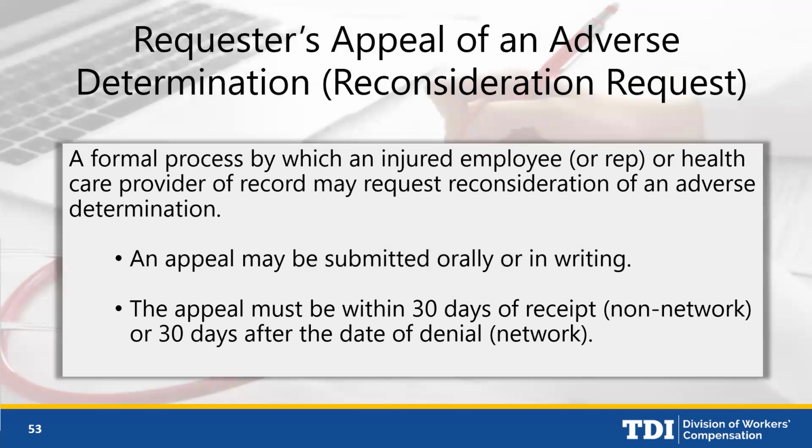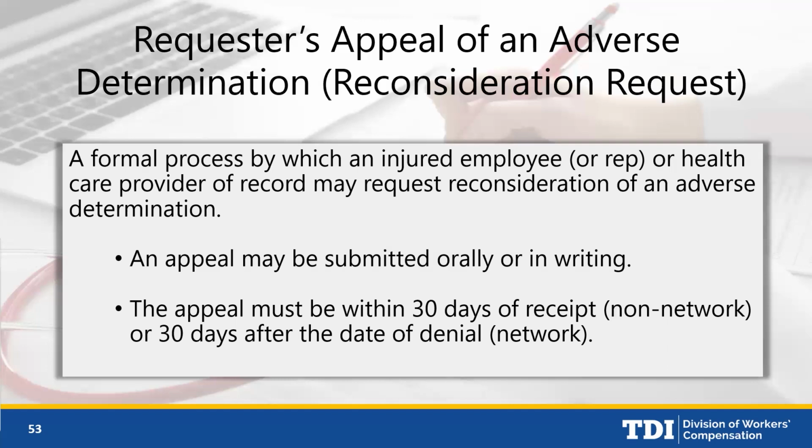So if you do get the adverse determination and the discussion doesn't change their mind, then you're going to receive that adverse determination and you can ask for a reconsideration of that. That's an appeal, if you want to call it, or a request for reconsideration. That's a formal process in which you're asking them to reconsider.